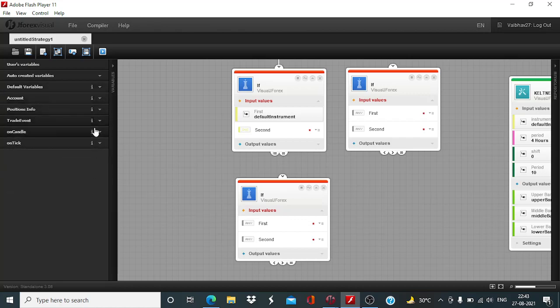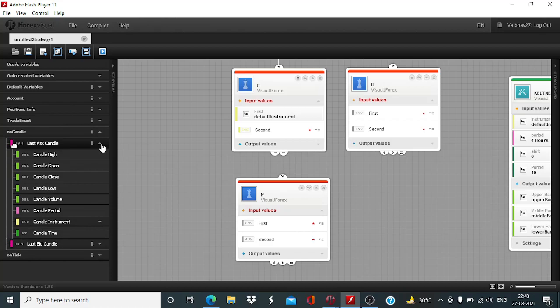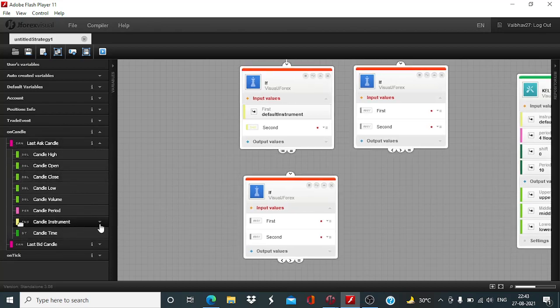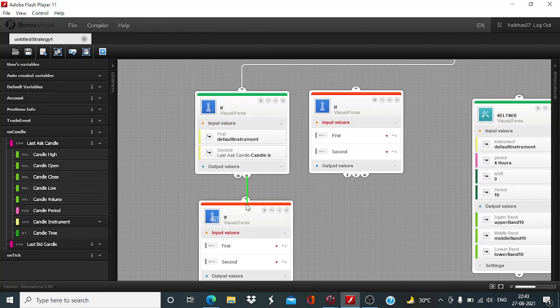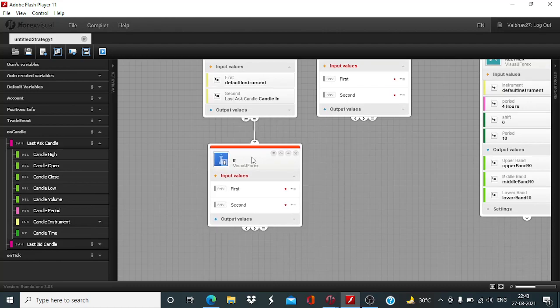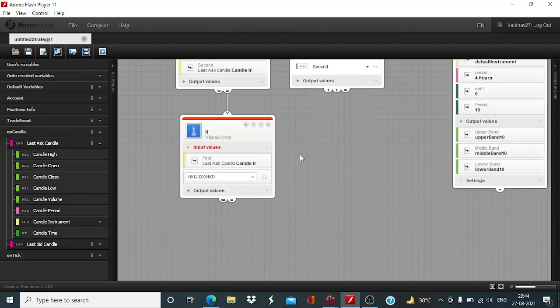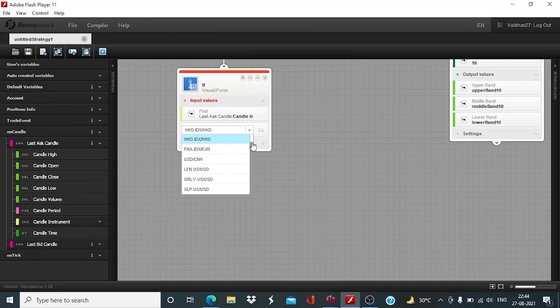And to that we will take the last candle instrument. So the default instrument should match the candle instrument, and candle instrument should match the instrument of choice, which is USD JPY. Okay, so here one more time we have to take the instrument. Okay, so we got this.